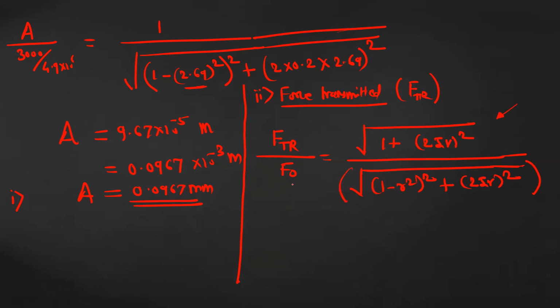Okay. So here we have to find out the FTR value. F0 is given, zeta is given, and R is given. Okay. So put in the values and calculate the FTR value. So this FTR value is 692.1 Newton. Just put in all these values and check whether this answer is correct. Okay, so this is about the force transmissibility. So this is the second part.